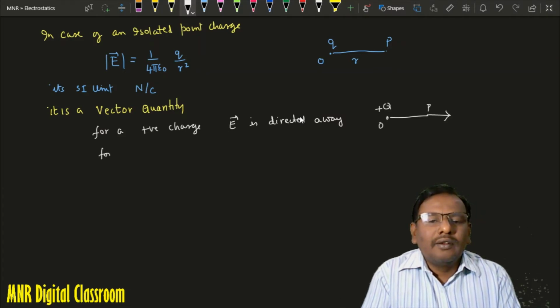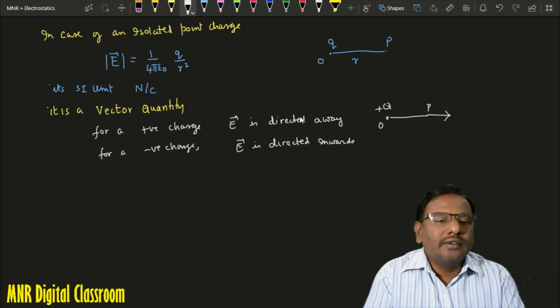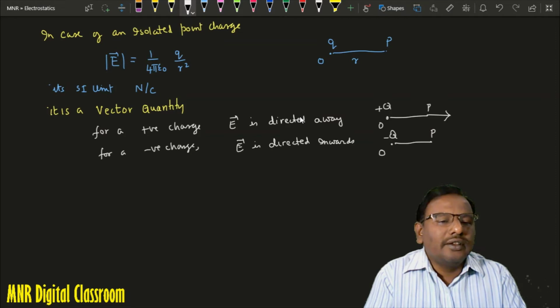Similarly, for a negative charge, the direction of electric field is directed inwards. That is, diagrammatically, if I take the charge minus q placed at the point O, then the electric field strength at P due to this negative charge is directed inwards.